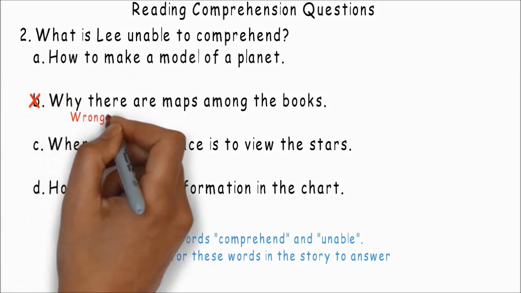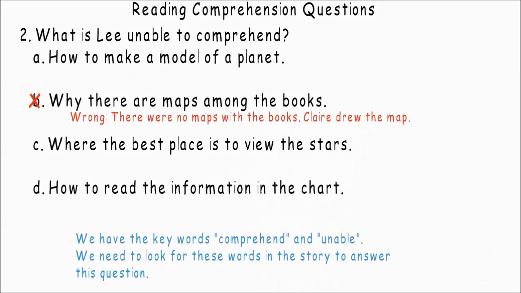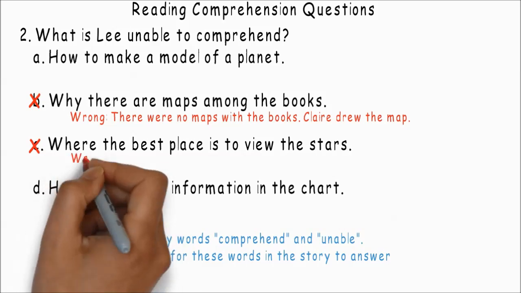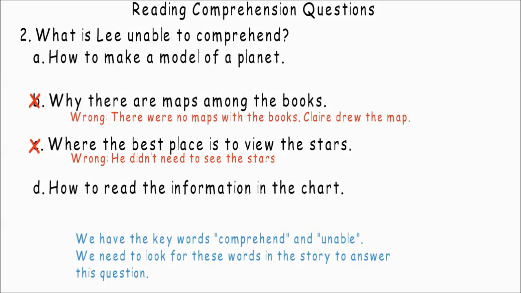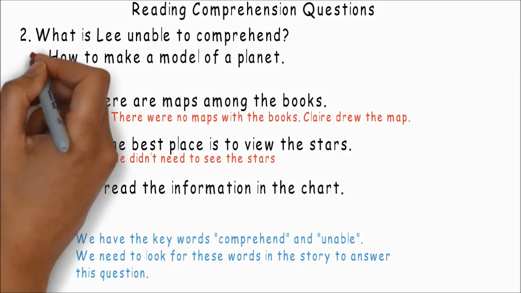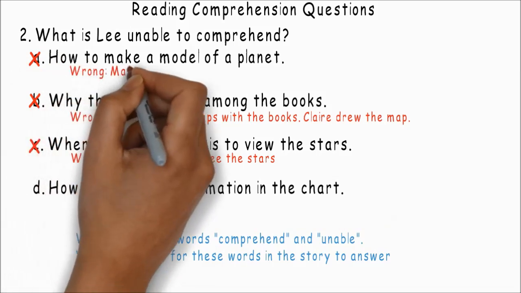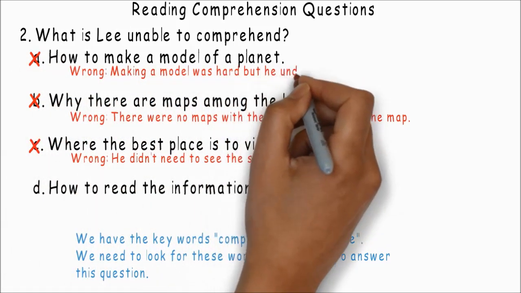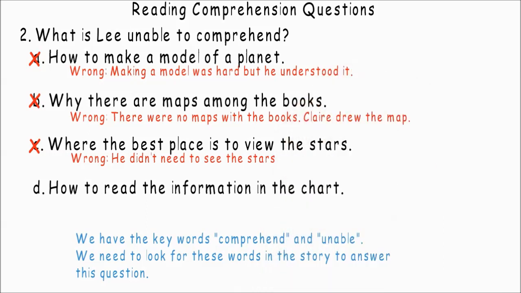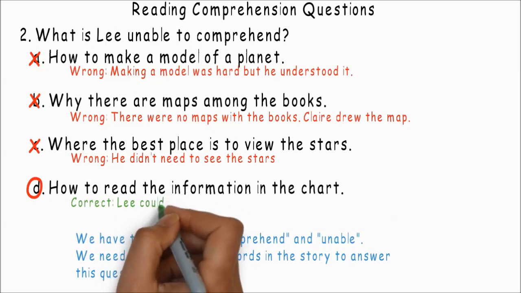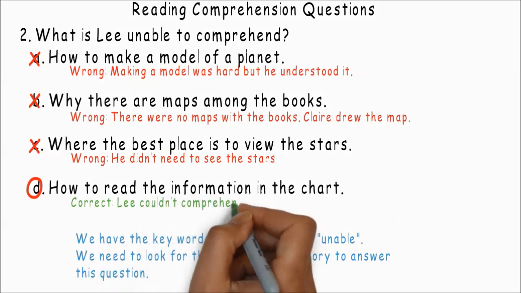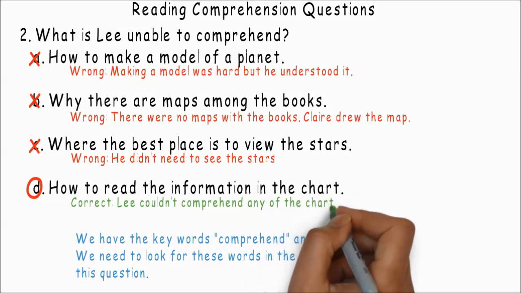B is wrong. There were no maps with the books because Claire drew the maps for him for the project. And C is wrong. Where the best place is to view the stars. He didn't need to see the stars. He needed to know something else. It's not A, how to make a model of a planet. Making a model was hard, but he understood it. In the story, D is the correct answer. How to read the information in the chart. Why? Because Lee couldn't understand. He couldn't comprehend any of the charts.